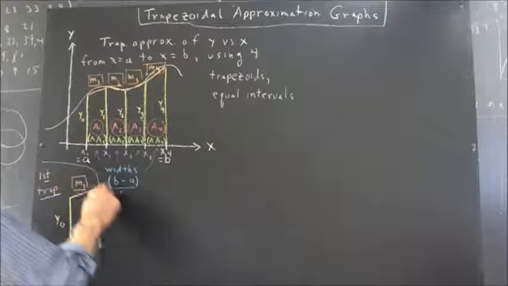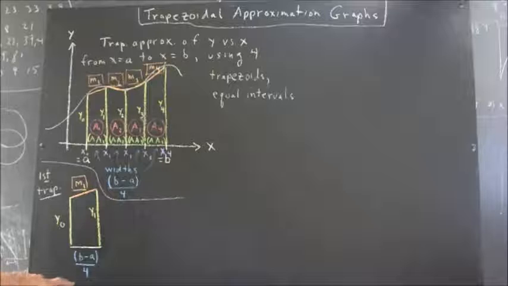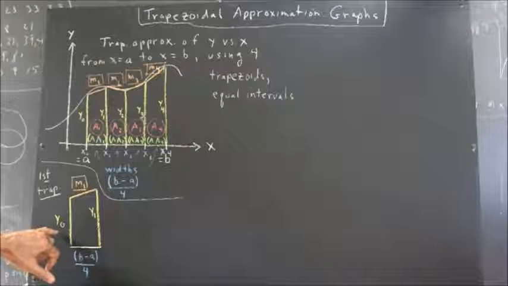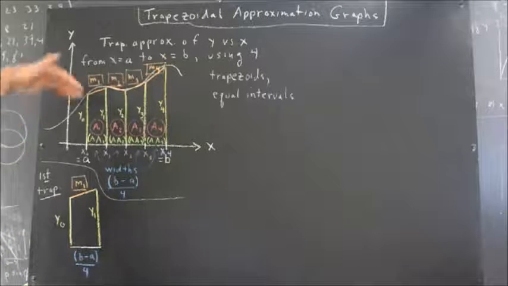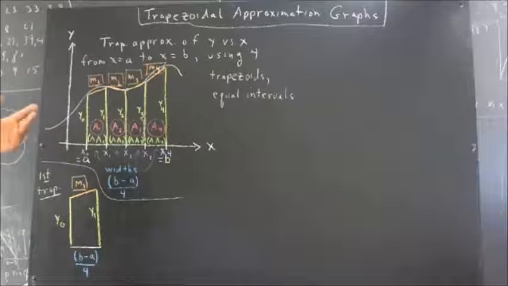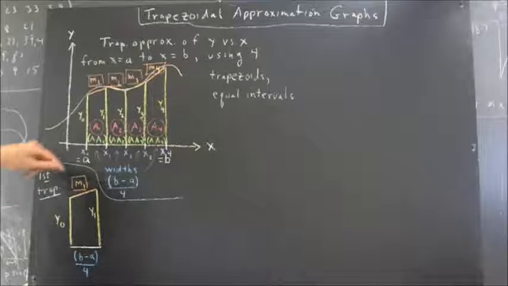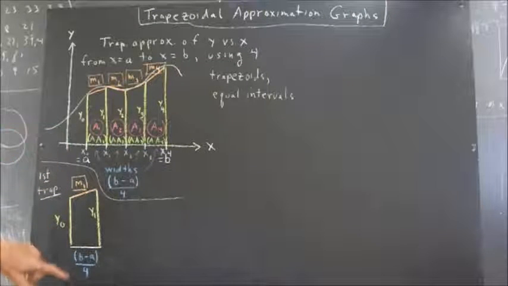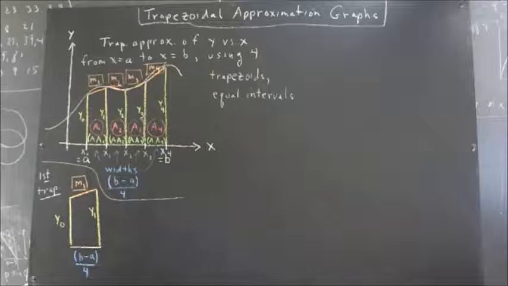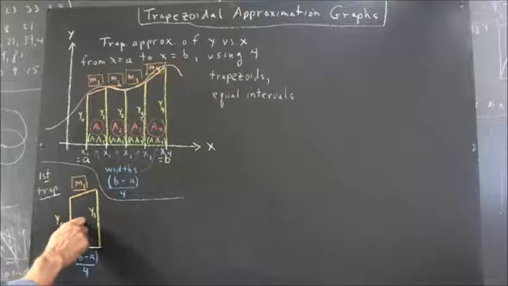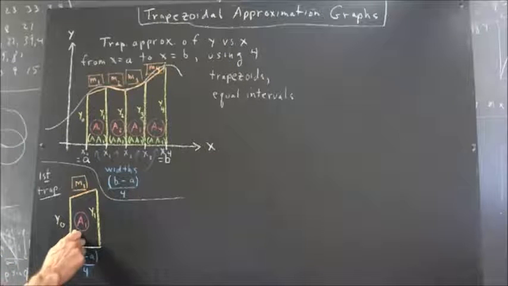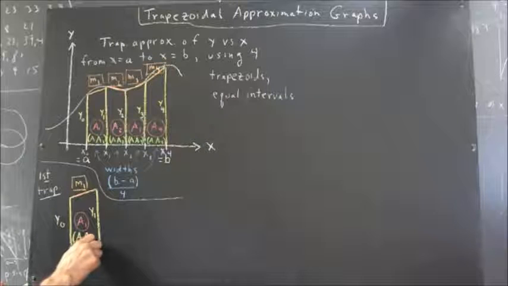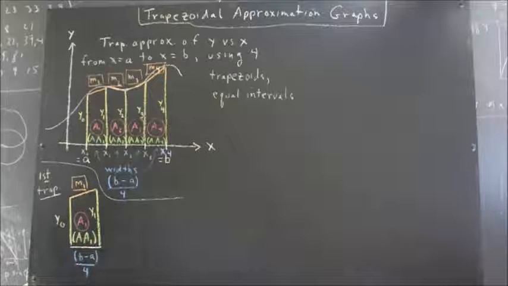So we have the dimensions of the trapezoid. Width is b minus a over 4. The altitudes are y0 and y1. Again, quantities that we can easily calculate if we happen to know a formula for the function, and the information about the x coordinates and so forth, and the slope m1, and then we're going to have the area a1 and the accumulated area aa1. So here's a1. And here's that mysterious aa1 that we'll try to explain as we go on.